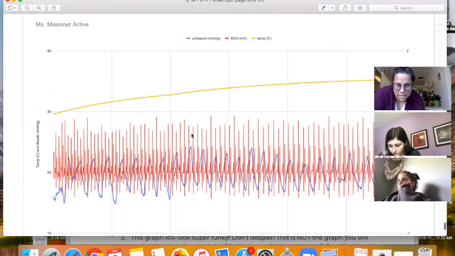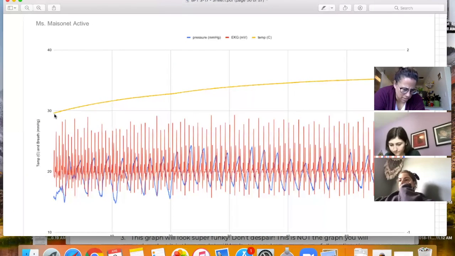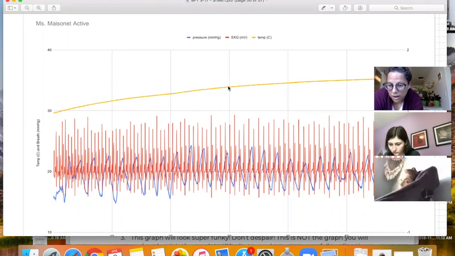When you get down to active though, somehow I was so low and then so high. So maybe just eyeball the first 15 seconds. Maybe 32. Okay, the second 15 seconds, maybe 34. However you want to eyeball it is totally fine.